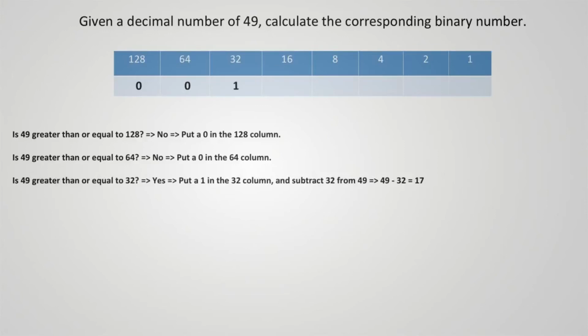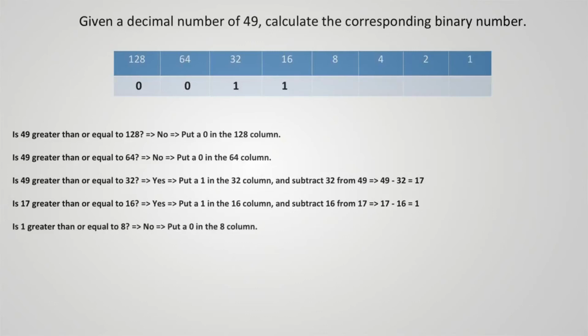Let's find the difference. What's the remainder? If we subtract a 32 from 49, that's going to give us a remainder of 17. We then move to the 16 column and ask, is 17 greater than or equal to 16? Yes, it is. That means we're going to put a 1 in the 16 column, calculate the remainder. 17 minus 16 is a 1. We now ask, is 1 greater than or equal to 8? No, we're going to put a 0 in the 8 column.